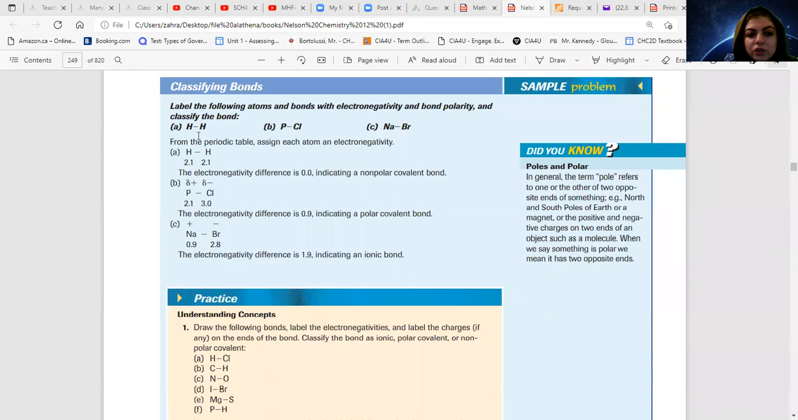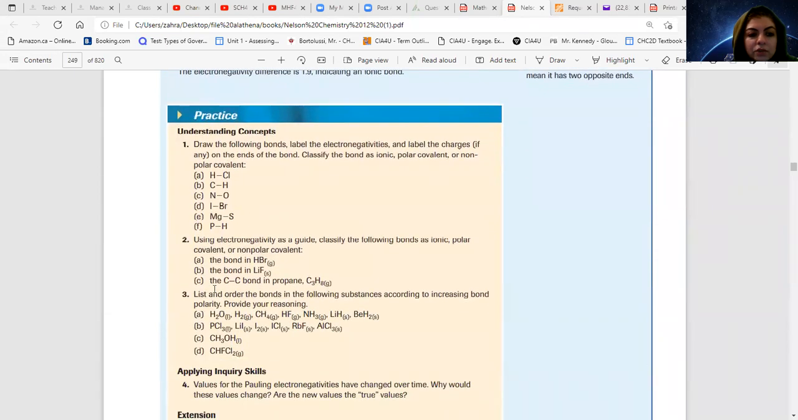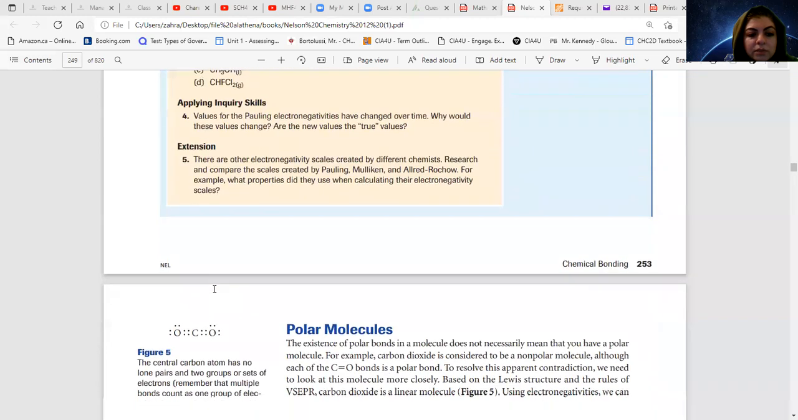For H and H, both of them have electronegativity of 2.1. 2.1 minus 2.1 is 0. So 0 means it's non-polar covalent. For PCl, P is 2.1, Cl is 3, the difference is 0.9, so it's going to be polar covalent. For NaBr, Na is 0.9 and Br is 2.8, minus them is 1.9. 1.9 is more than 1.7, right? So it's going to be ionic. This is non-metal and metal, so you can find that. So you can do question number 1. Questions 2 and 3 are homework.